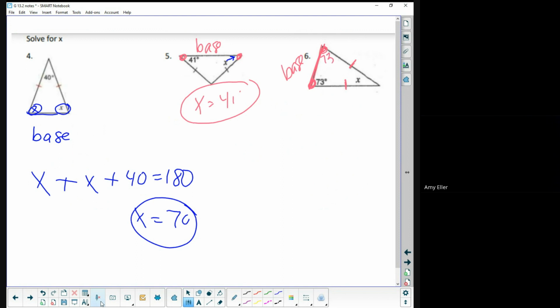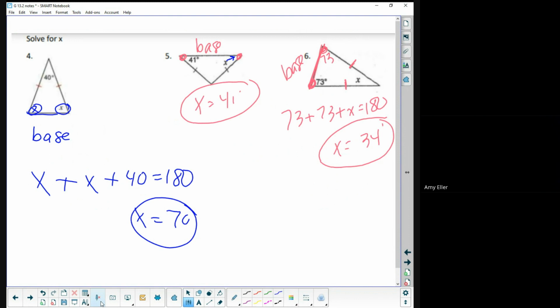Triangle sum theorem, 3 angles in the triangle, add up to 180. What do we get? 34. Questions on any of those?